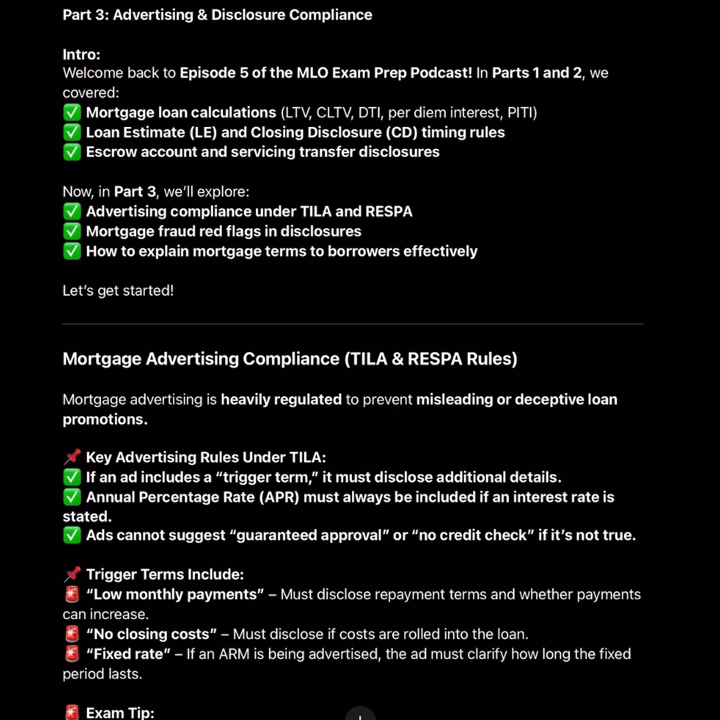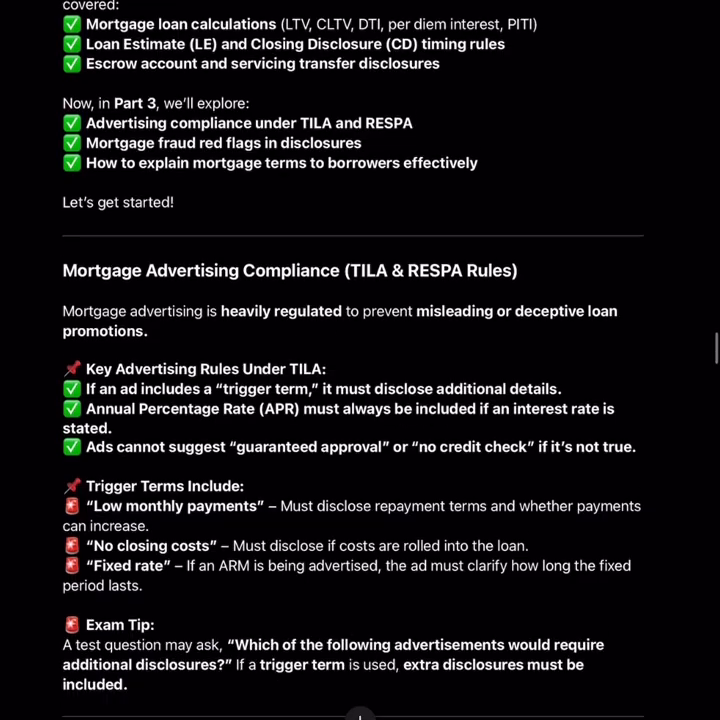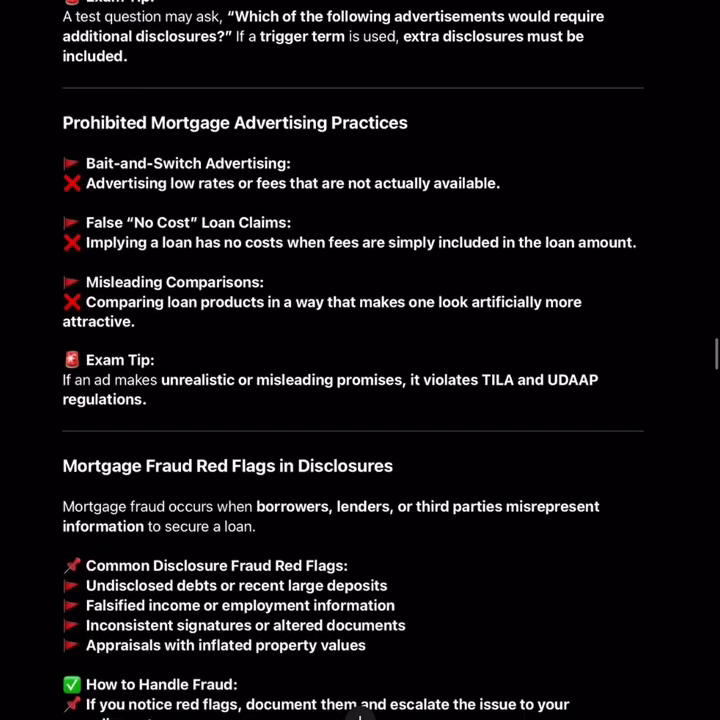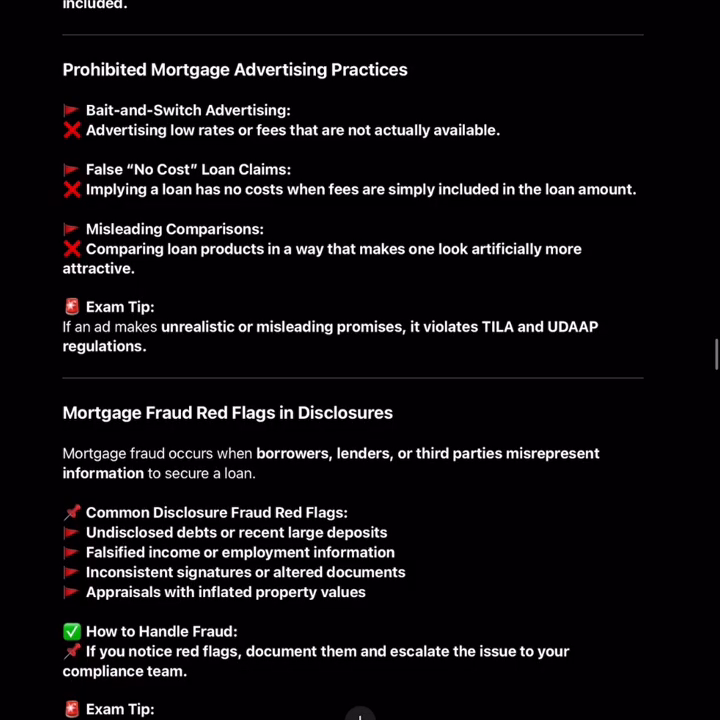Trigger terms include: low monthly payments, must disclose repayment terms and whether payments can increase. No closing costs, must disclose if costs are rolled into the loan. Fixed rate: if an ARM is being advertised, the ad must clarify how long the fixed period lasts. Exam tip: a test question may ask, which of the following advertisements would require additional disclosures? If a trigger term is used, extra disclosures must be included.